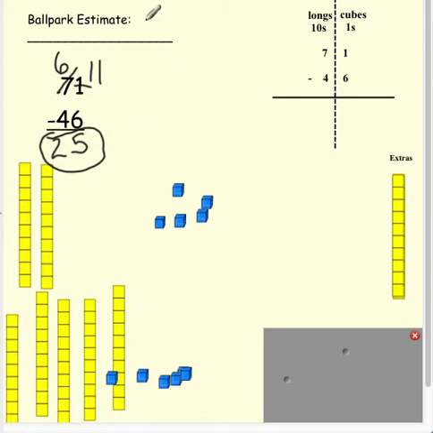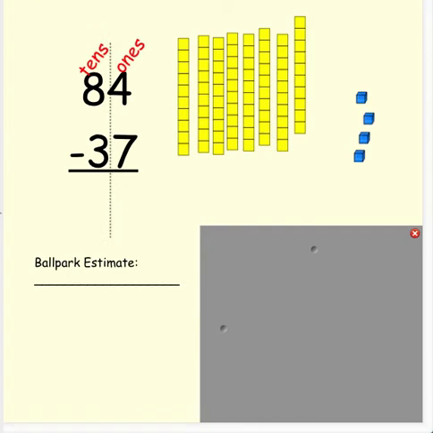In this example, we did not do ballpark estimate. You may have noticed it up there. We will take a look at doing a ballpark estimate on the next problem. This time I have the problem 84 minus 37. We're going to start with a ballpark estimate. This will give us an idea of what our answer should be.